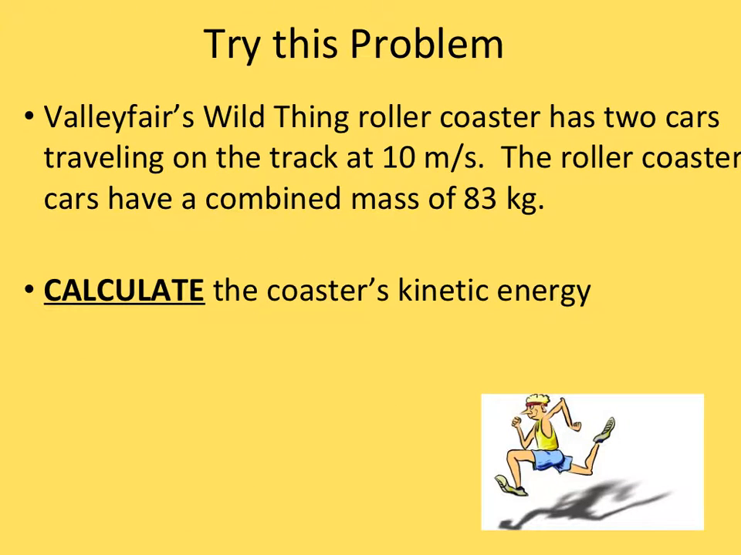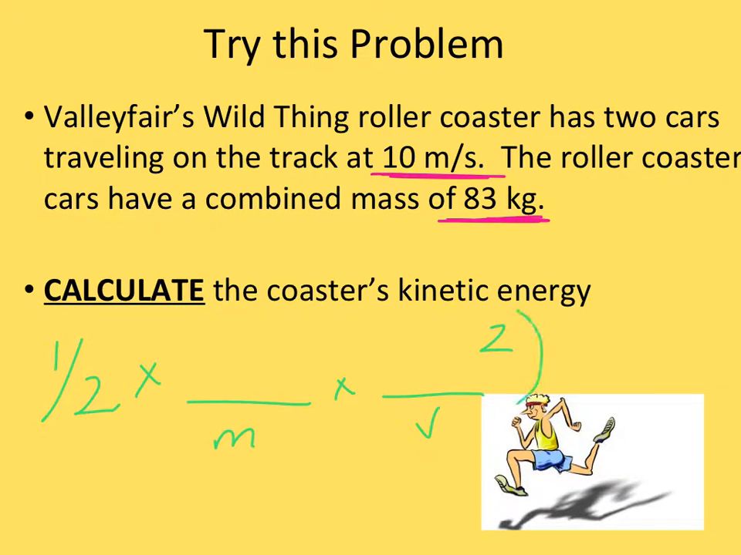One more practice problem here. This is about Wild Thing at Valley Fair. So again, we're reading carefully, looking for those key terms and values to pull out. Here we have a number of 10 meters per second, and here we have a number of 83 kilograms. So again, to plug that into our formula, 1/2 times the mass, we want to pull that out, times the velocity, and that's the one we want to square as we solve this problem. So plug in those values to the right spot, calculate it out, and record your total amount of energy.